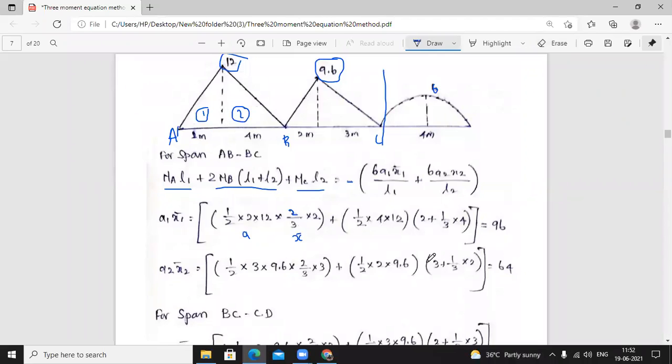So next, coming to the second part. What is the area of the second part? Half into B, which is 4 meter, H is 12. So half into B into H, into what is the centroid? So centroid, I already told, we have to take from A only.